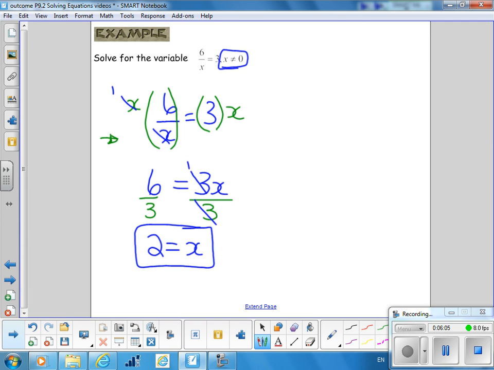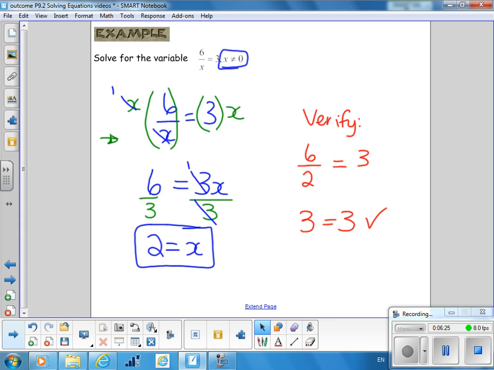That should make sense. If we go back to the original equation and we verify it, that should make sense. Because what we're saying is 6 divided by some number. We're saying the number 2 is going to give us 3. And that is the case. 6 divided by 2 is 3. So left-hand side equals right-hand side. So this is a tough one.